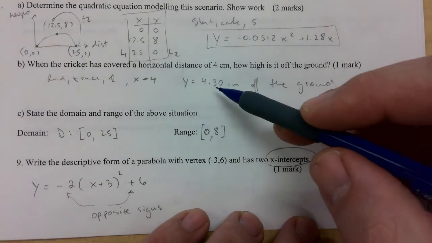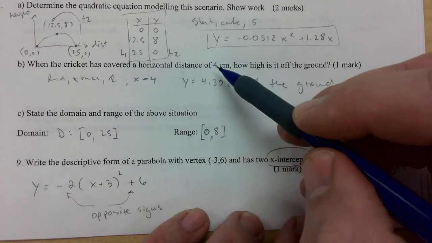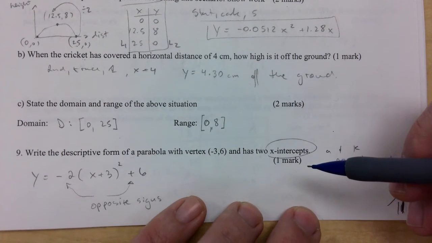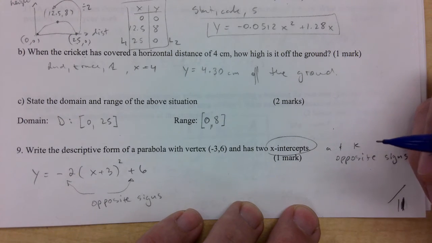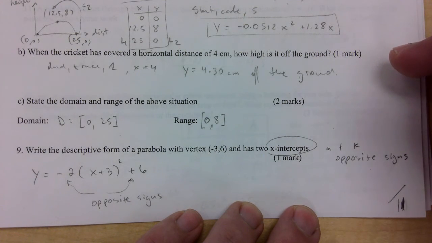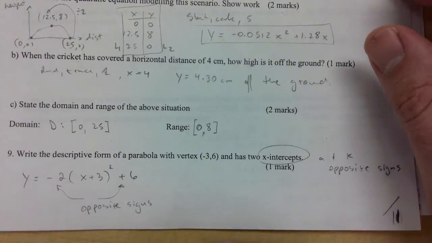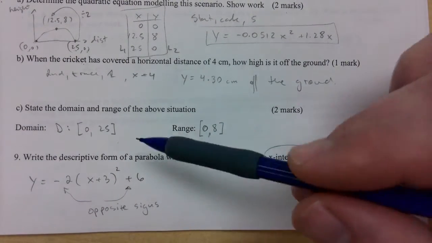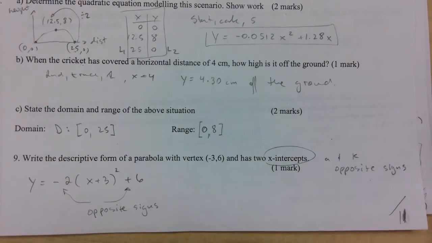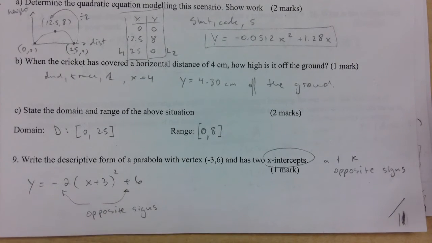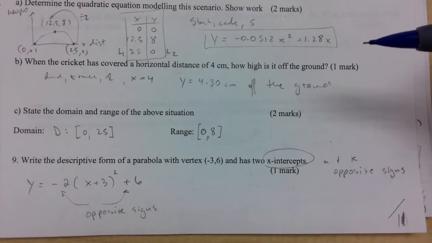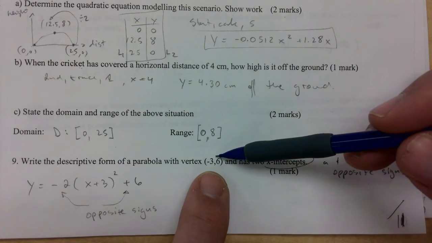B, also done well. They're essentially giving you the x value. You're supposed to find the y value. Domain and range also done well. This one was, I must say, easier to do, but expect it to still show up on other tests or ACs even, right? And so 9, write the descriptive form of the parabola with this vertex.